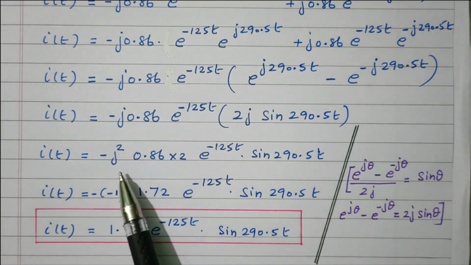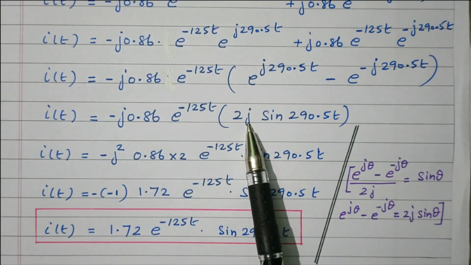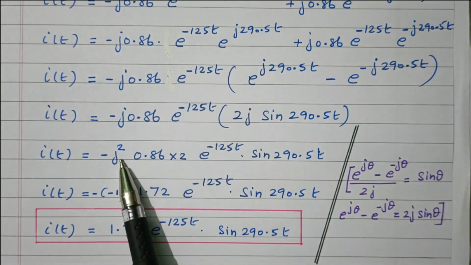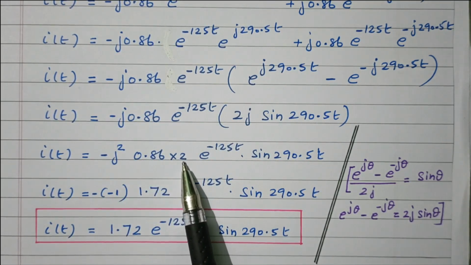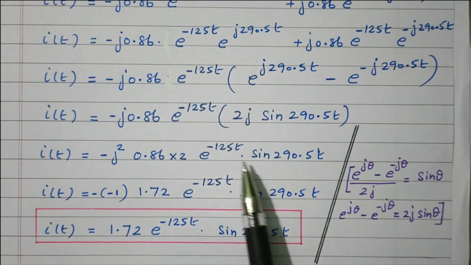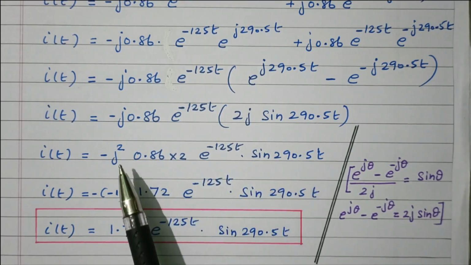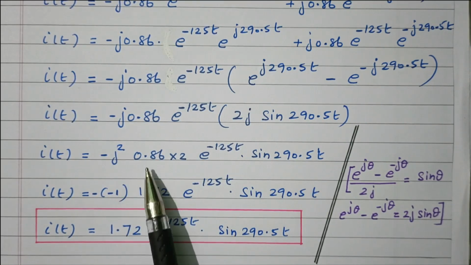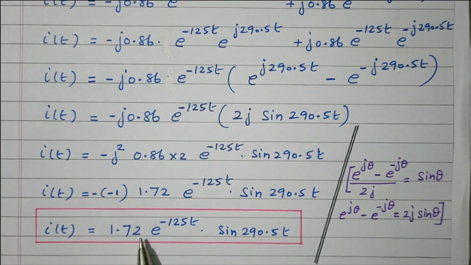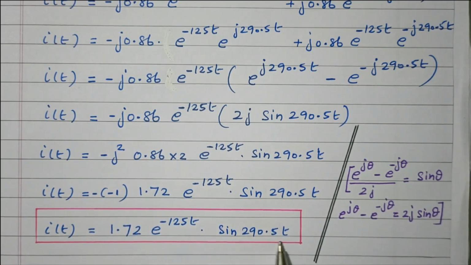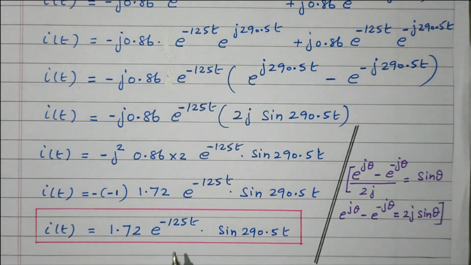Now here the minus j, here also one j is available. J is available 2 times, so j square. Already here one minus is there. 0.86 into 2, here 2 is there: 2 e power minus 125 t sin 290.5 t. We know that j square is minus 1. 0.86 into 2 is 1.72. Right. So minus minus becomes plus. So finally 1.72 e power minus 125 t into sin 290.5 t. So this is the transient current of the given RLC circuit.